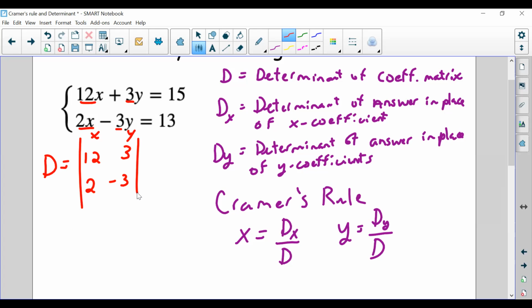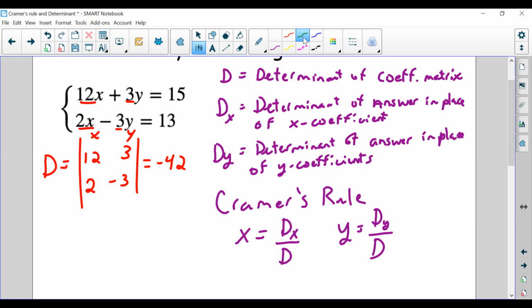Okay, now use that new skill I just taught you. Find the determinant of D. So try that in your calculator. See if you can figure out your determinant of D. Anybody get it yet? Negative 42 is correct. So that's negative 42.